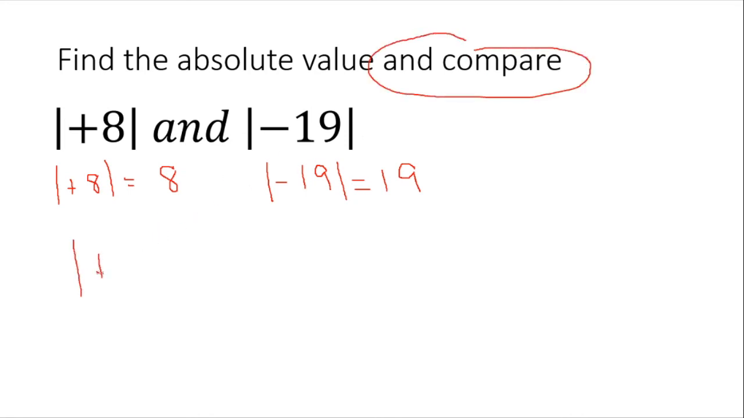So, absolute value of positive 8, is what? Less than, greater than, or equal. So, syempre, less than, di ba? Kasi, ang absolute value ng positive 8 is 8. So, pwede na, ang comparison nito, 8 is less than 19. So, with using absolute sign, the absolute value of positive 8 is less than the absolute value of negative 19.